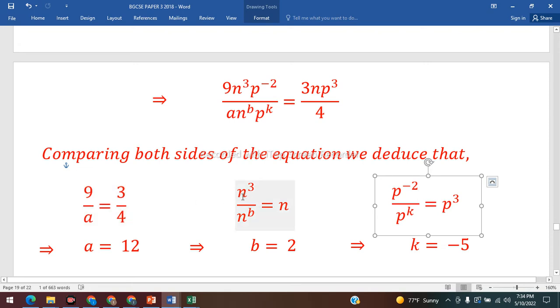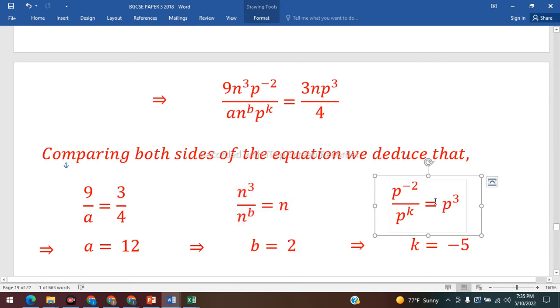Now, if I have n to the third power and n to the b, and my answer is n, what must b be? Remember, when we divide these things, we subtract the powers. So 3 minus 2 is going to give me 1 for the n. That's why b must be 2, because the only number b could be is 2, since 3 minus 2 gives me 1. That's why n is to the power of 1. So that's why b is 2.